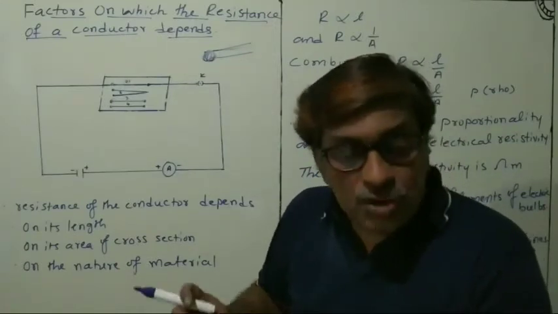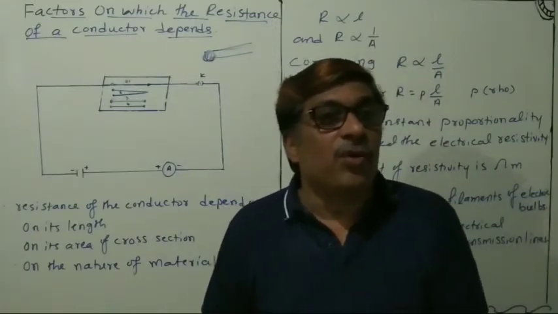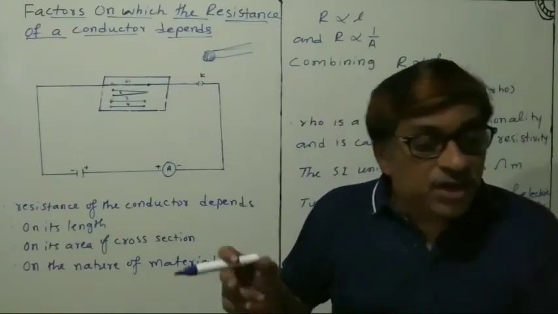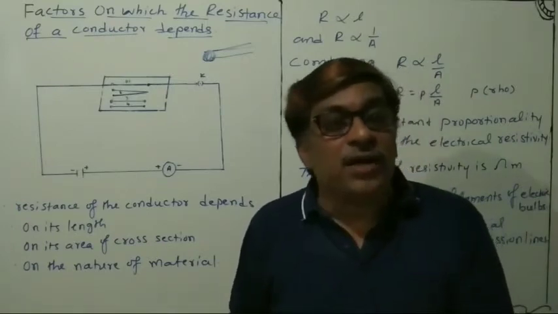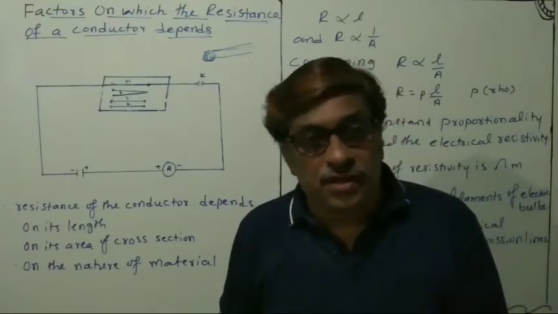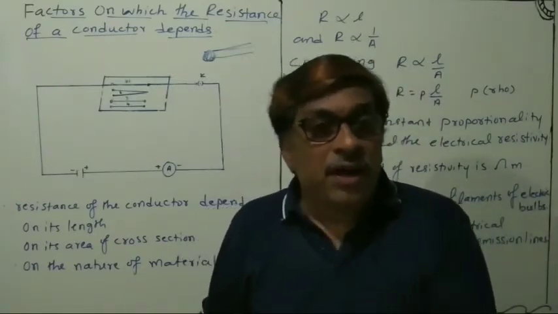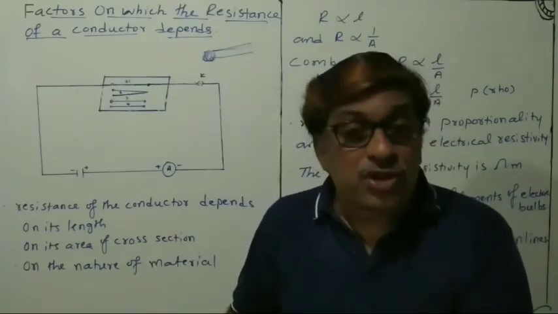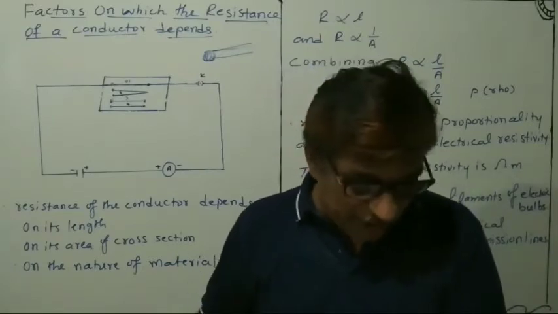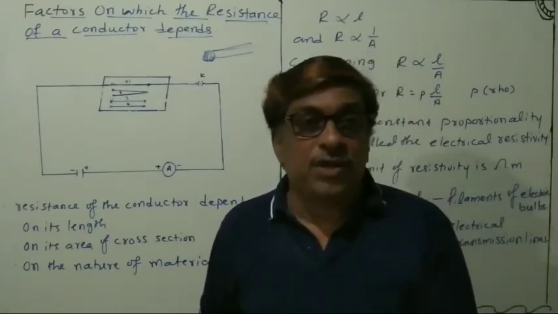Then the question arises, what observation are you going to get? The questions asked here are: does the current depend on the length of the conductor? And one more question: does the current depend on the area of the cross section of the wire used? So such questions are asked, dear students.